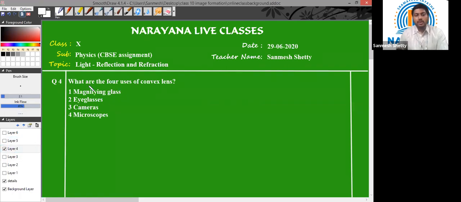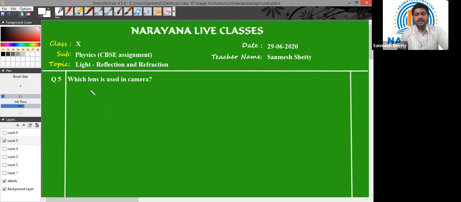Question number 4. What are the 4 uses of convex lens? Again, I repeat the question. What are the 4 uses of convex lens? Now, convex lenses are used in magnifying glasses, in our eyeglasses, cameras, as well as microscopes. Wherever we require a magnified image of an object, we use convex lenses. Even in telescopes and binoculars, there are many places where we make use of convex lenses. I hope the point is clear. Let us proceed to our next question.